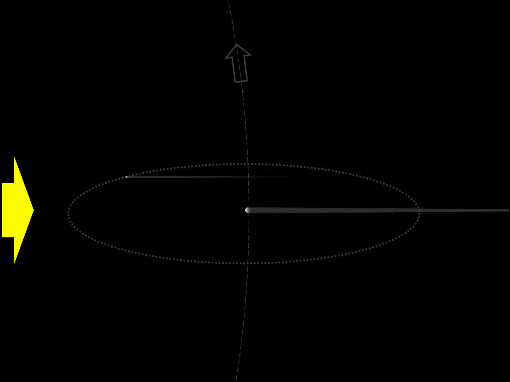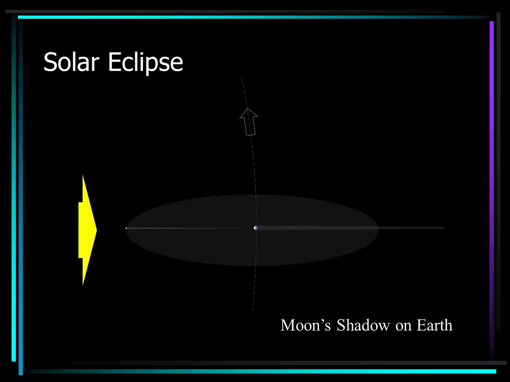There are two spots in the Earth's orbit around the Sun, however, where the planes do align. In this case, when the moon passes between the Earth and the Sun, it's possible for the moon's shadow to land on the Earth. Let's take a look at this with a little more detail.